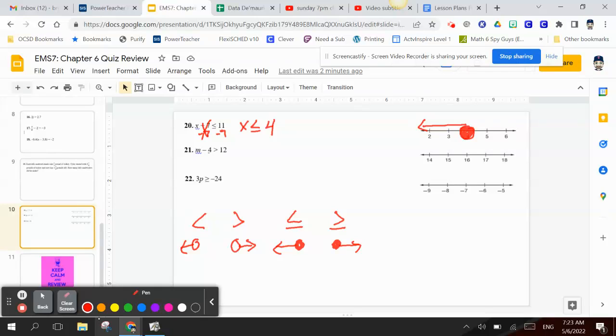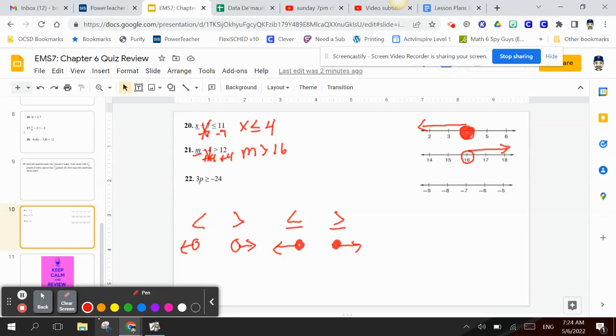Number 21, m minus 4 is greater than 12. So again, to get my variable by itself, I want to add 4 to both sides. 4 minus 4 is 0. I get m is greater than 12 plus 4, which is 16. So I go to my graph, I circle 16. It's greater than, so that means it's an open circle, and our arrow goes in the direction to the right. So all of those numbers, 17, 18, and so on, are all greater than 16.